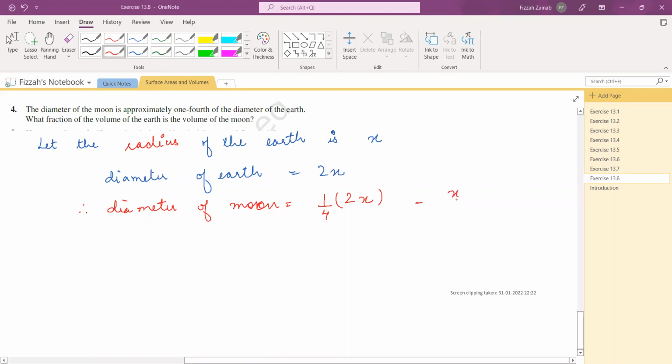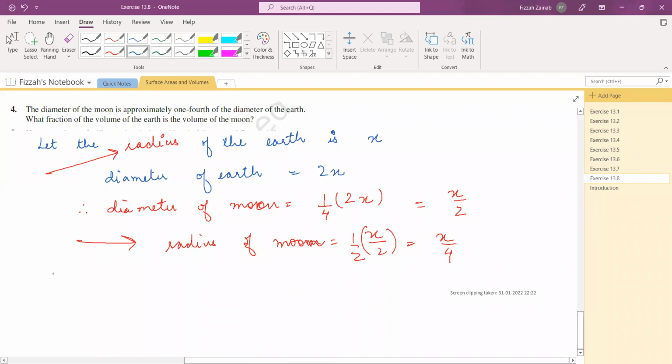So I can write it as x by 2 after solving. So now we have got the diameter of the earth and the diameter of the moon. So we can also find the radius of the moon. The radius of the moon is half of x by 2, so this will become x by 4. So we have got the radius of the moon and the radius of the earth. So we can find the volume, right? So let us try to find the volume of the earth and the volume of the moon.